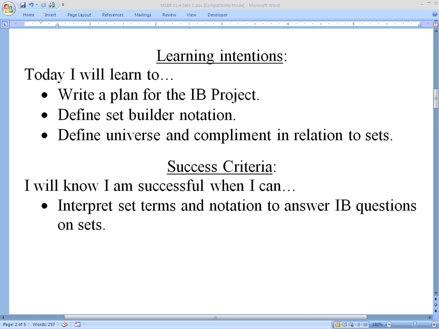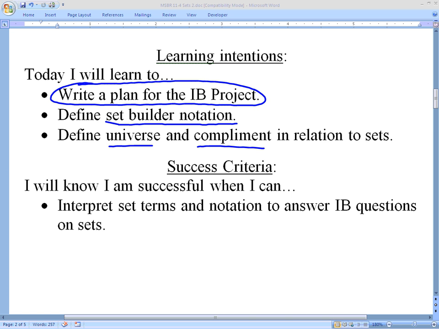In this video we will define set builder notation, and we'll talk about universe and complement in the context of sets. Also, we will talk about the IB project a little further, specifically how to write a plan for the IB project.